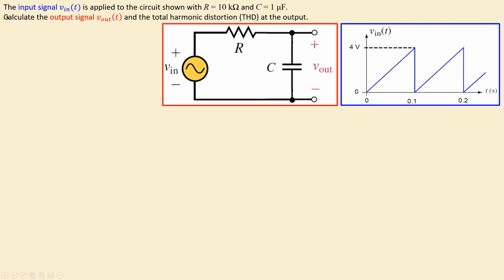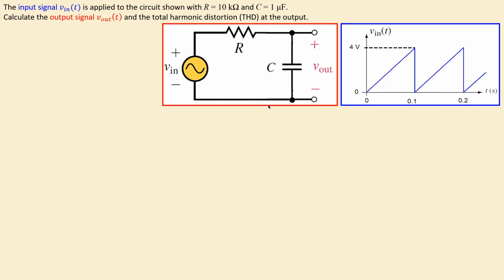So the question is the following: given the input signal Vin, which is applied to this RC circuit, calculate the output voltage, output signal Vout, and also the total harmonic distortion THD at the output. That is the question for this example. So let's look at our solutions.